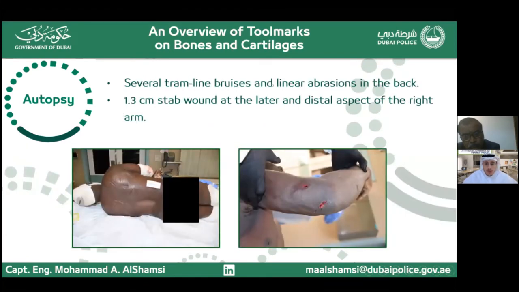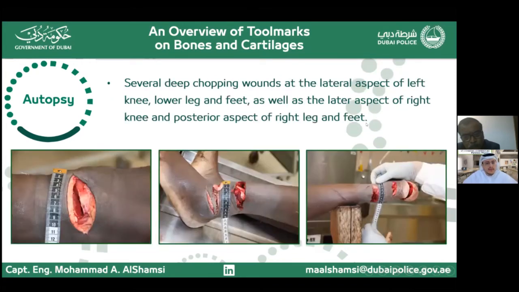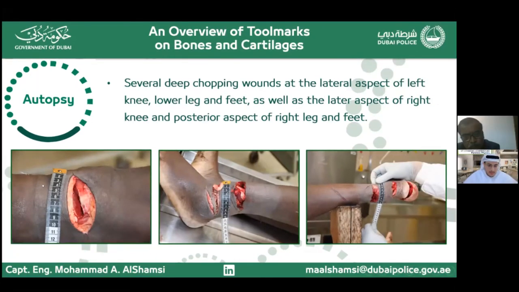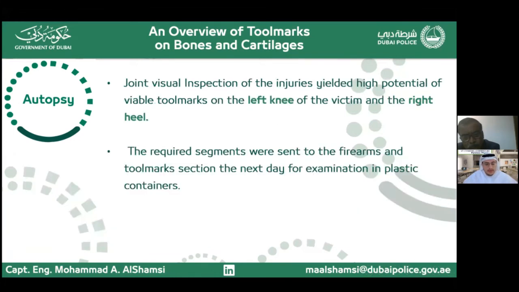Several tram line bruises and linear abrasions in the back, almost 1.3 stab wounds on the lateral and distal aspect of the right arm. Several deep chopping wounds on the lateral aspect of the left knee, lower leg and feet, left and right, as well as the lateral aspect of the right knee, posterior aspect of the left leg and knee. Joint visual inspection. So this is where it becomes a learning curve, to be honest.